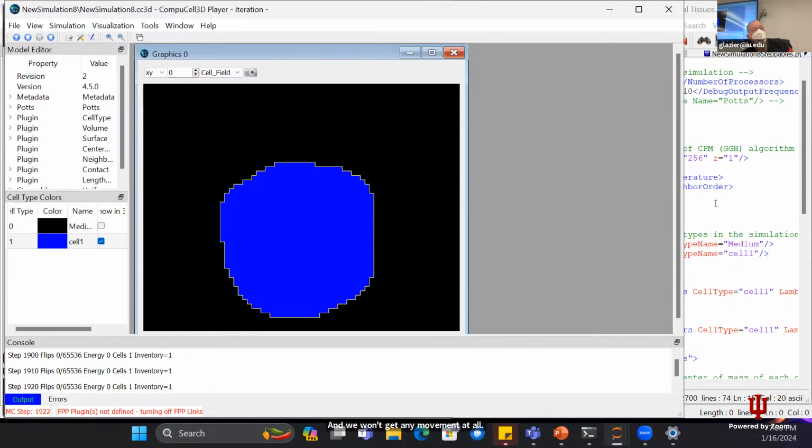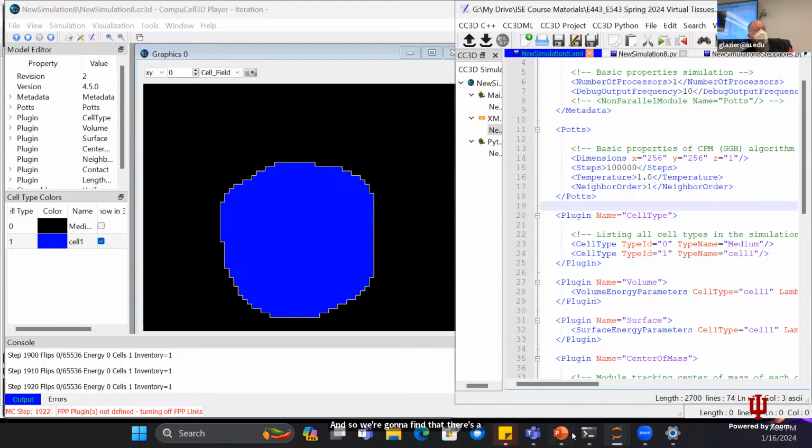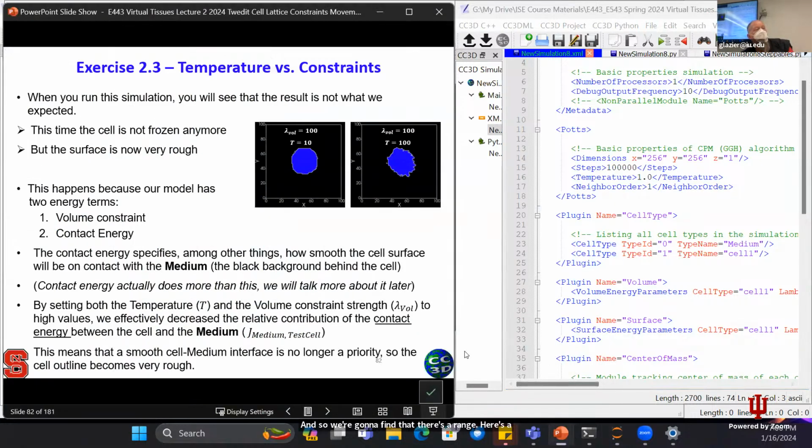And so we're going to find that there's a range, usually a pretty big range, of fluctuation amplitudes and energies where things move fairly smoothly without falling apart. And if you see that your cells aren't moving at all when they should move, that typically means the energies are too large compared to the fluctuations. If things are falling apart, then the energies are too small compared to the fluctuations.